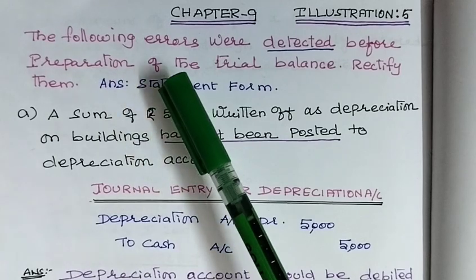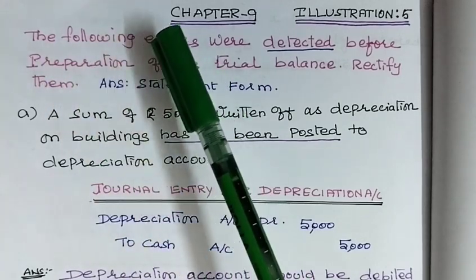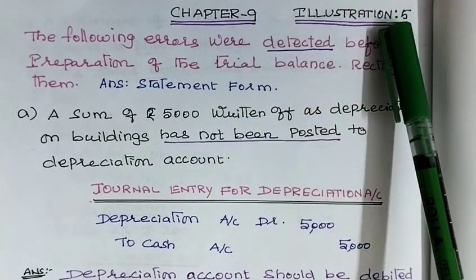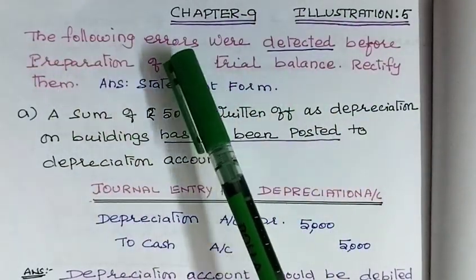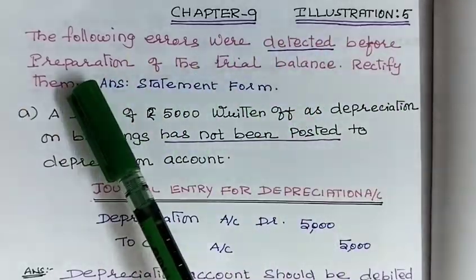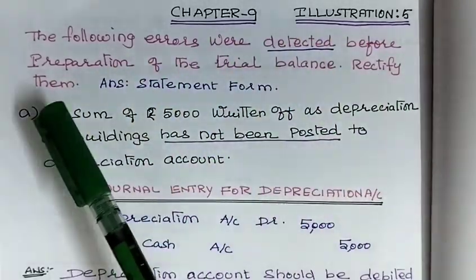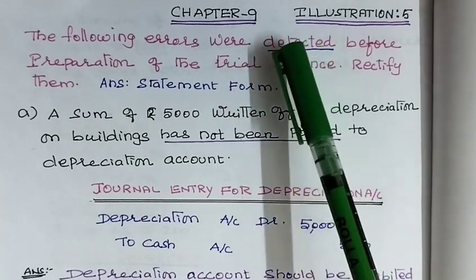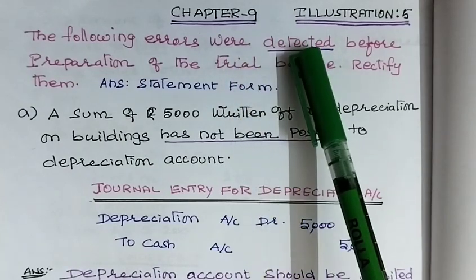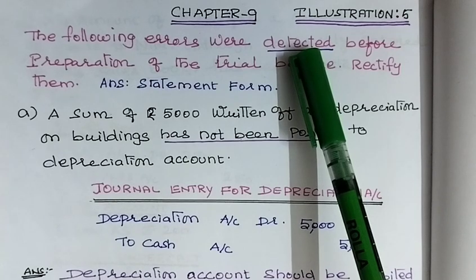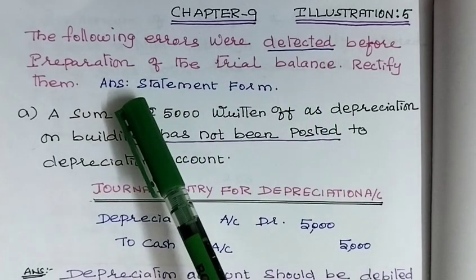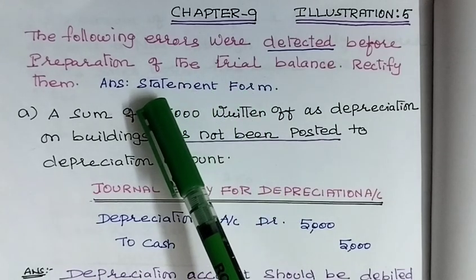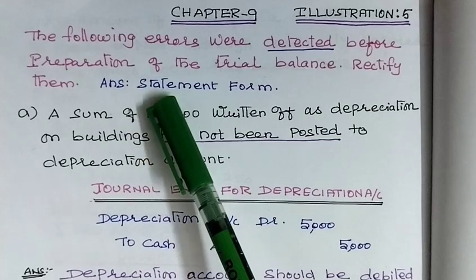In this video, we are going to learn about 11th Standard Accountancy, Chapter 9, Rectification of Errors, Illustration Sum number 5. The following errors were detected before preparation of the trial balance. Rectify them. Listen to the heading carefully. What do they ask? Detected. When you see the word detected in the given heading, you have to give the answer in statement form.